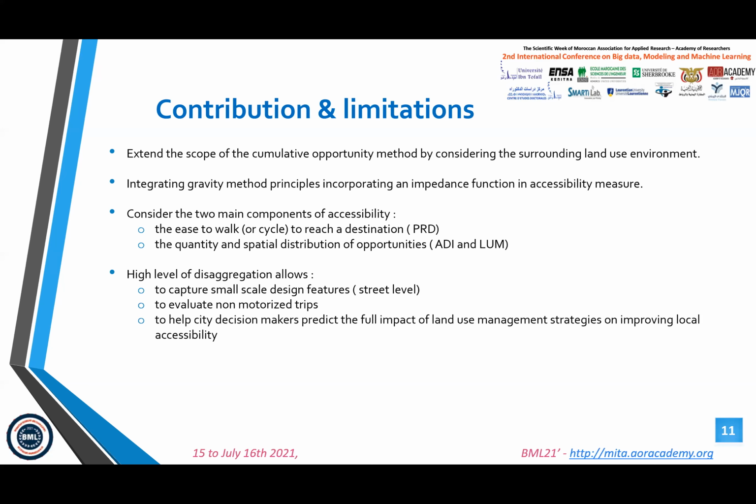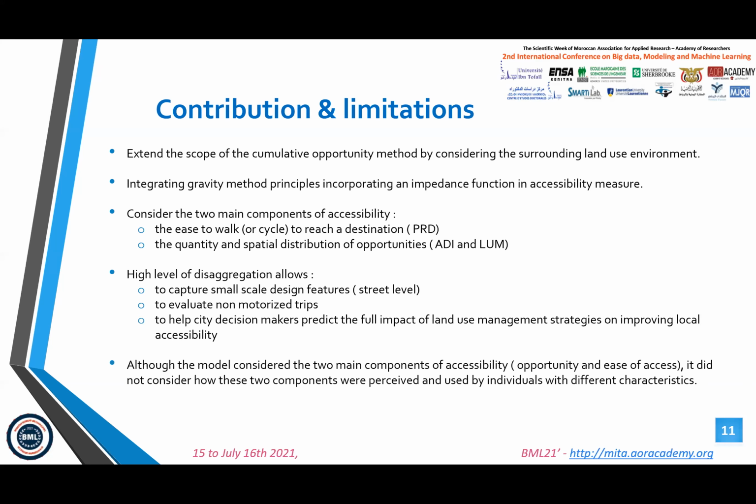Obviously, for a model to be relevant and effective, it must be exhaustive and consider all the factors and elements that can influence accessibility. Even though our model tried to consider the two main components of accessibility, we could not consider how these two components are perceived and used by individuals with different characteristics. Therefore, our model has only dealt with one part of accessibility in the city, which is the local accessibility that concerns only the active modes of transport, and it has not considered the regional accessibility and the other modes of transport.